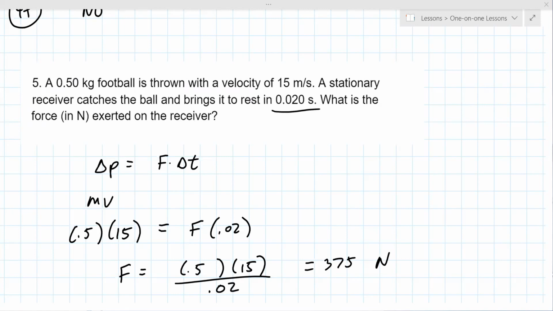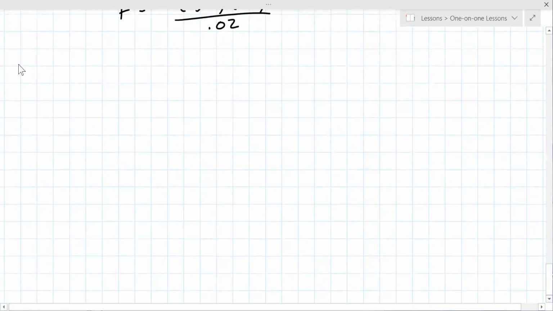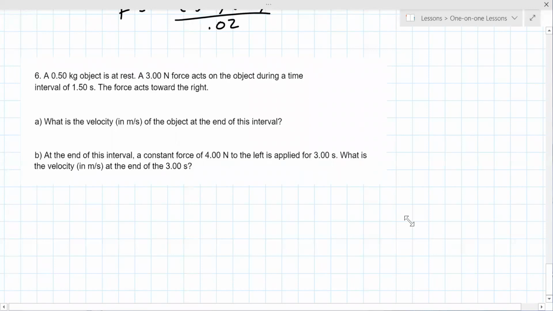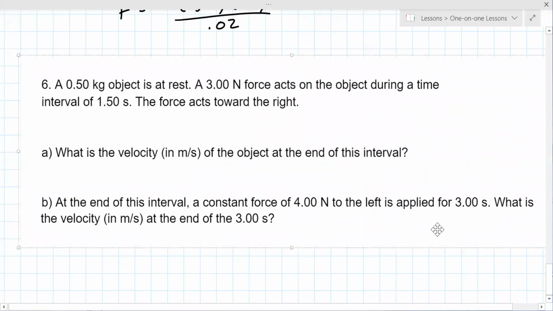Right. Pulling up the next question, number 6. A lot of this is just manipulating the equations that we have, which it sounds like it's easy to do, but you really need some experience to be able to do this. It's not as easy as it seems.